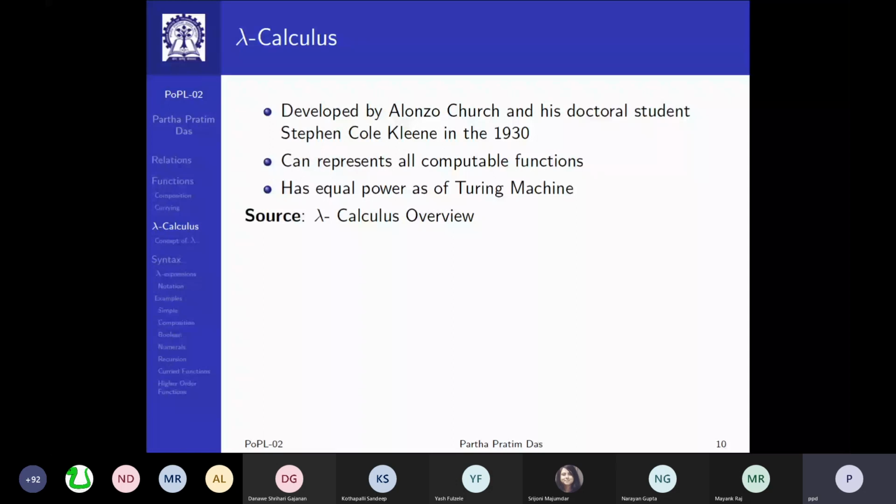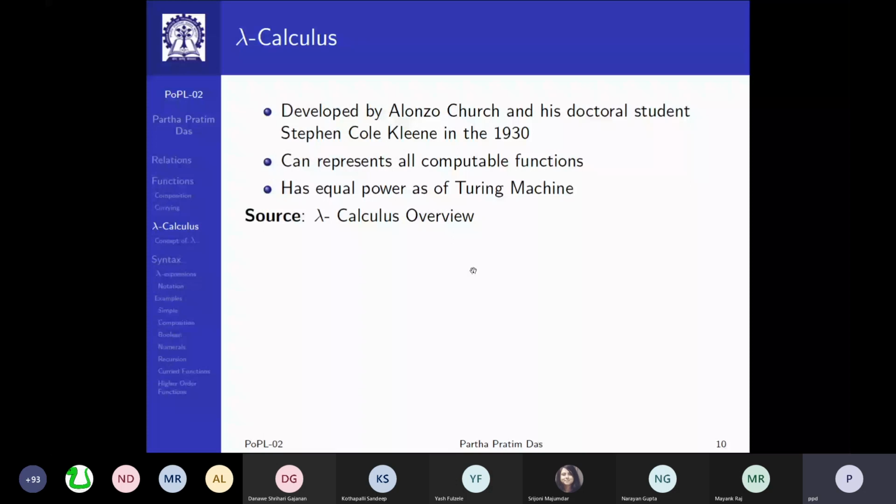So that's more foundational. We are not going to get into that level of theory because we are really interested in the application of lambda calculus. Here I have given a pointer to a lambda calculus overview source. If you need more material than what is there in the presentation, you can refer to this.